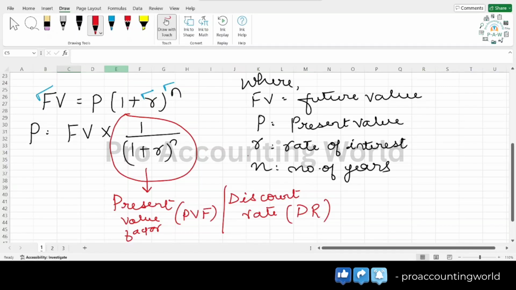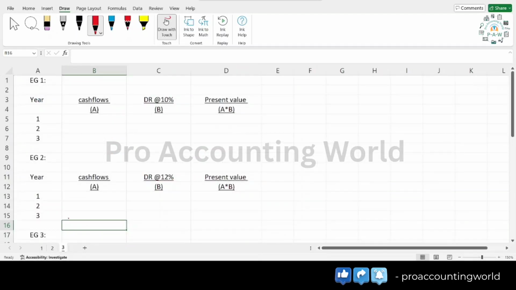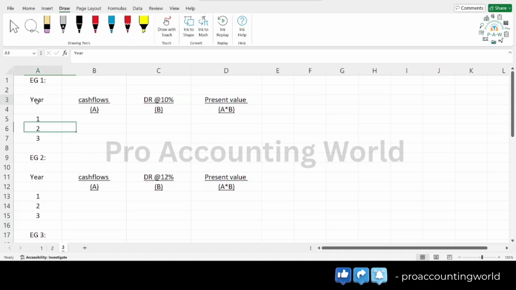So let's see a few sums or examples to understand this. Let us come to example number 1. Say guys, the cash flows will come for 3 years: year 1, year 2, year 3. Say end of year 1 cash flow will be 120, end of year 2 it will be 150, and end of year 3 say it will be 100.